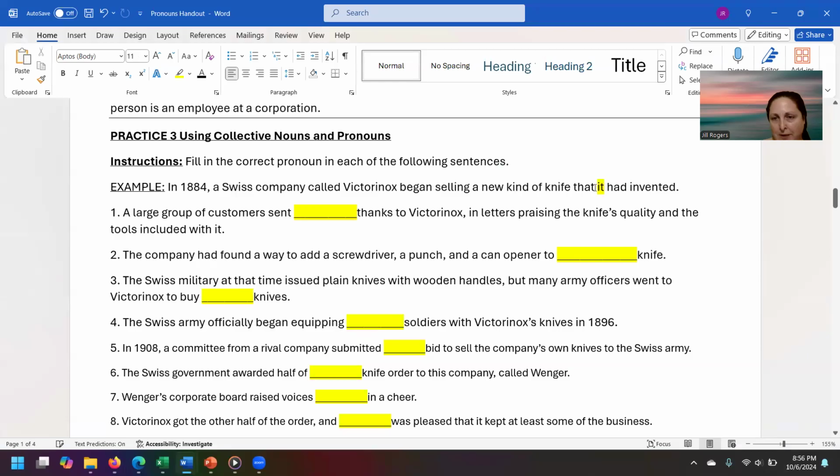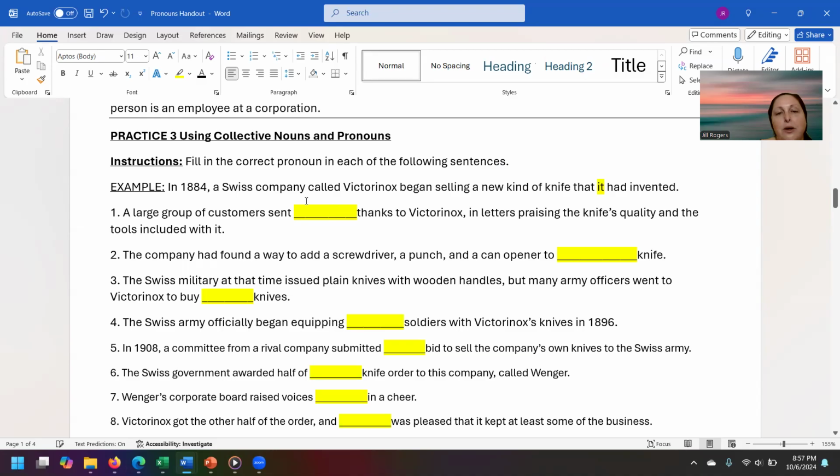Sorry, that's not an underline, but that was what the blank was. So the example is: in 1884, a Swiss company called Victorinox began selling a new kind of knife that it had invented. What is this? It's the company, right? So it had invented. A large group of customers sent blank thanks to Victorinox in letters praising the knife's quality and the tools included with it.